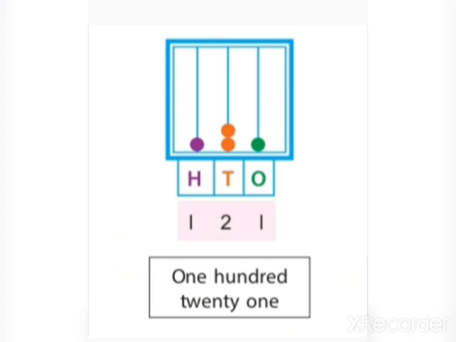Now let us take another example. Here the spike H has 1 bead, which means 100. Spike T has 2 beads, which means 2 tens, and spike O has 1 bead, which means 1 one. Therefore the number is 121 and its number name is also written below as 121.